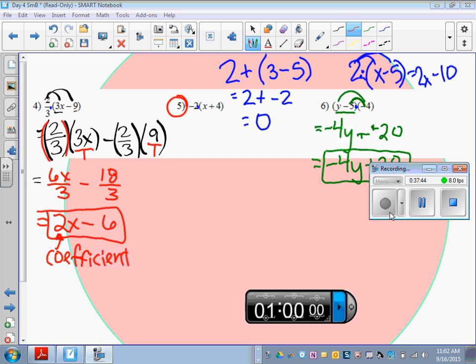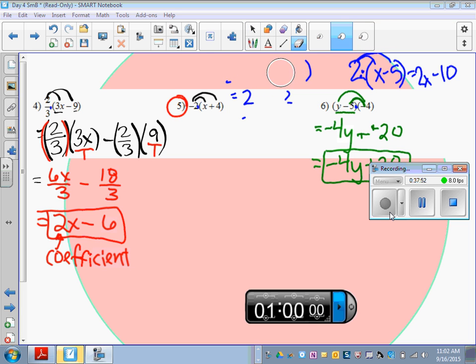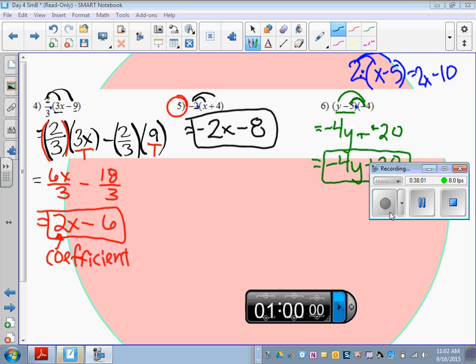Alright, so not negative 5. Number 5. Distribute my negative 2, and I get negative 2x minus 8. That's my final answer. Any questions on that one? If you had negative 2x plus negative 8, that is the same thing. That is fine.